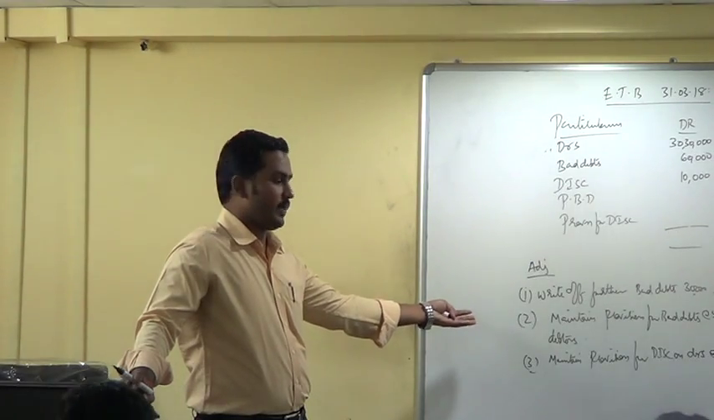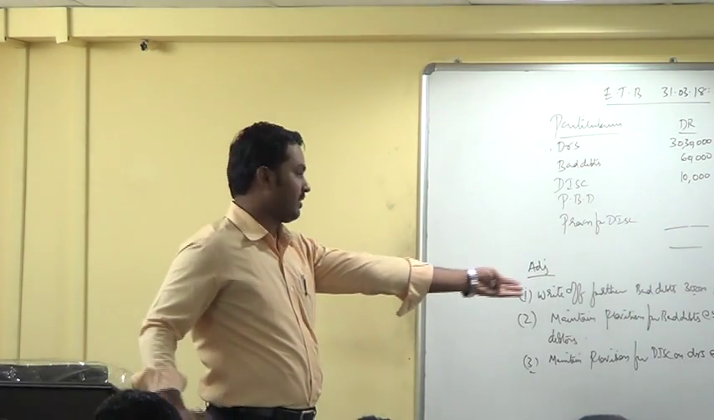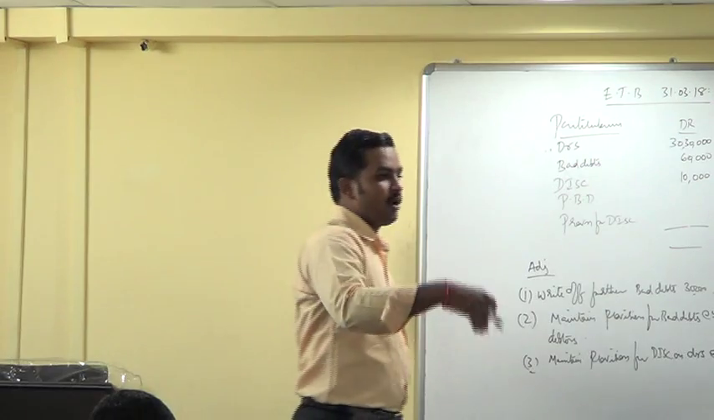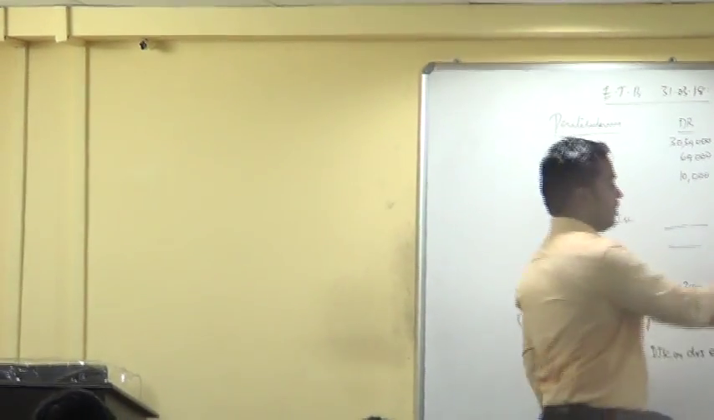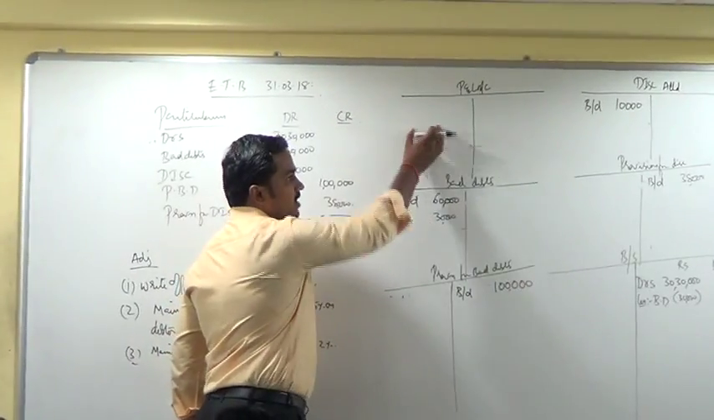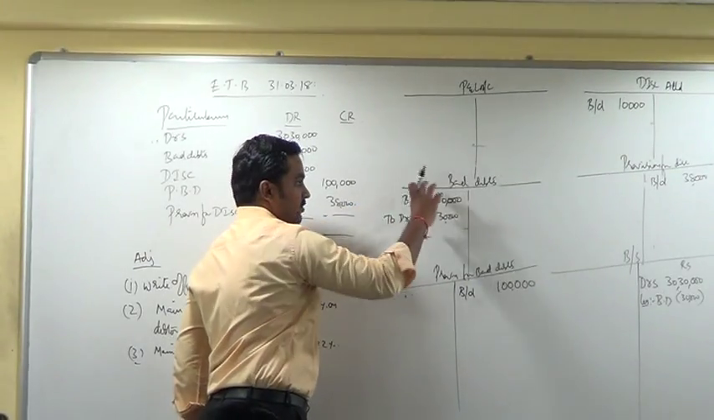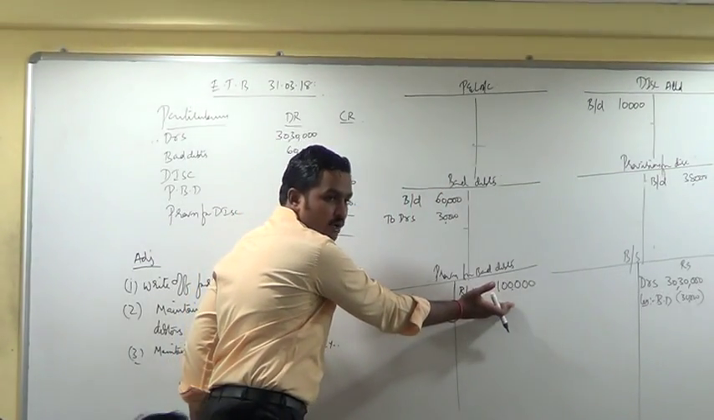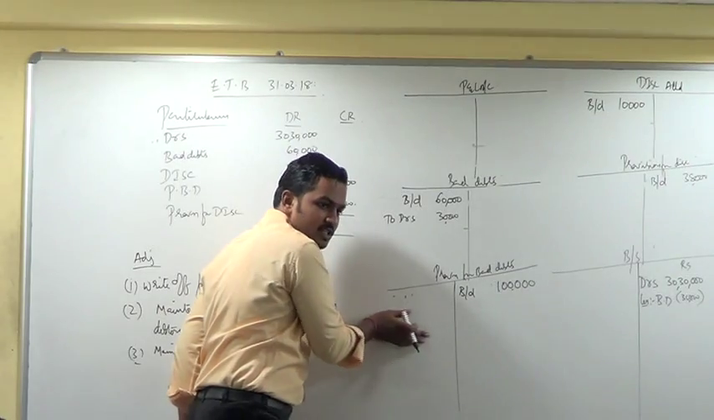Now read the second adjustment. Maintain provision for bad debts at the rate of 5% on debtors. Before you think about maintaining, use it first. We have some losses. Can you debit this loss to the general reserve now? No. For these losses we have set aside some profits in the past. So these losses have to be debited to this account.